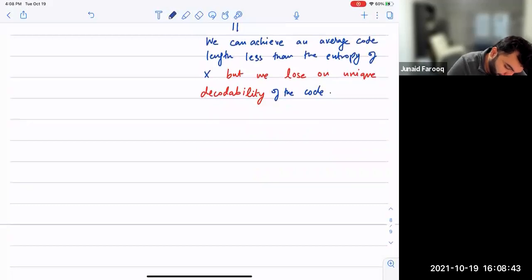So let's take a motivating example on data compression.